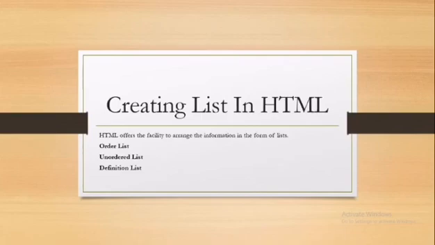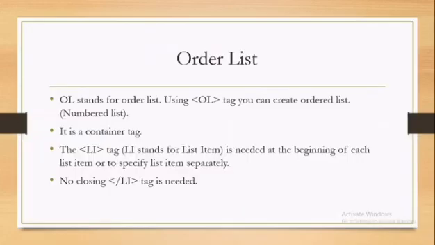So ordered list is just like the number list, or you can say it's the same thing, and unordered list is just like the bulleted list. Now what is the definition list? I will explain all these types of lists in detail. Now first is ordered list.